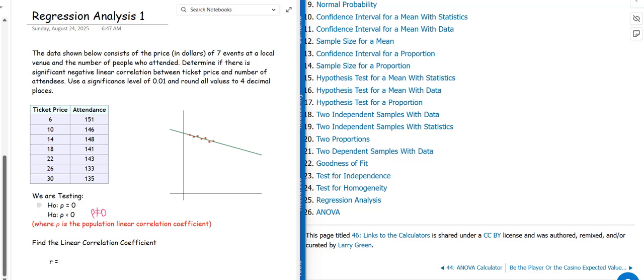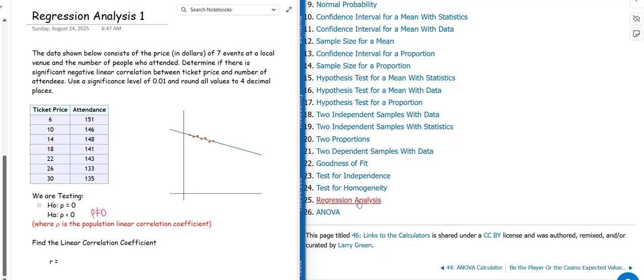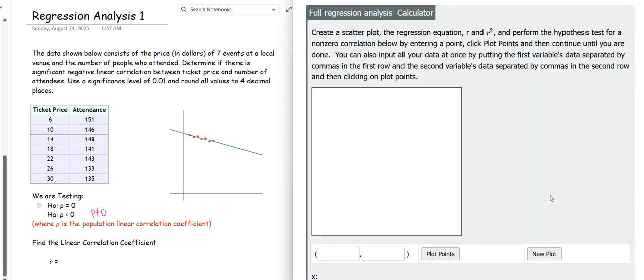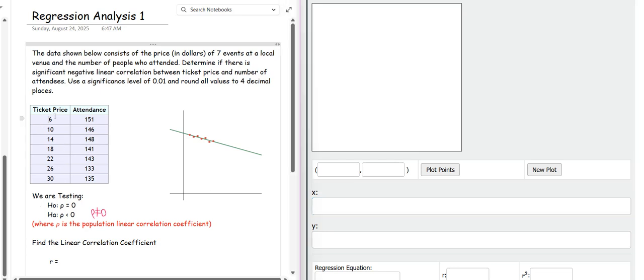So we're going to jump over here to our list of calculators, and almost at the bottom is regression analysis. You're going to click on that, and this is what the page looks like. Let me scroll down a bit. We need to enter our x's and our y's separately with commas in between. So you can either do that by hand or you can copy and paste. I'm going to copy and paste.